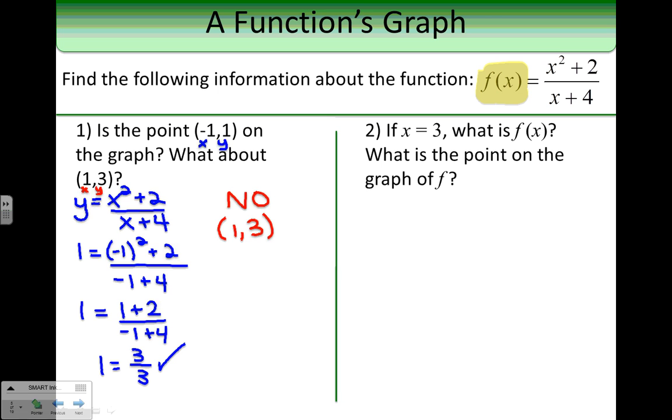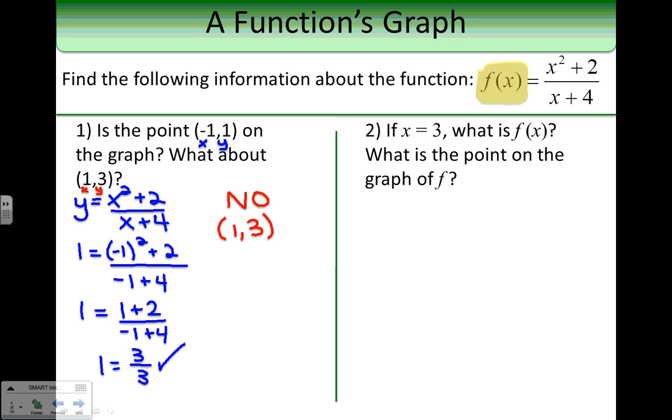So what if I were to tell you that x is equal to 3? What is f of x? That's something we have talked about already, but from there I want you to tell me, what would be the point on the graph of f once I figured that out?